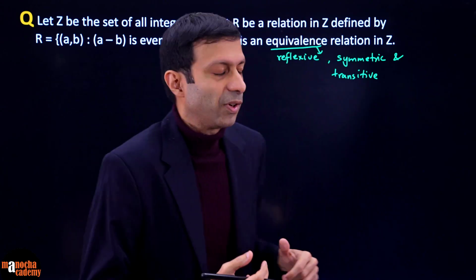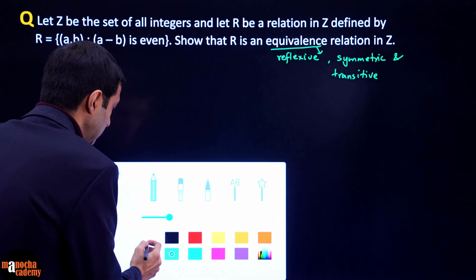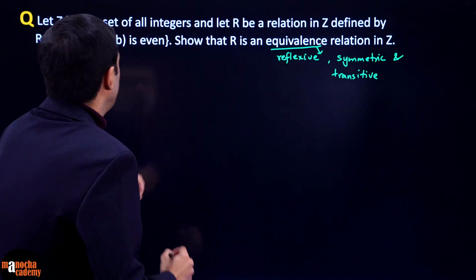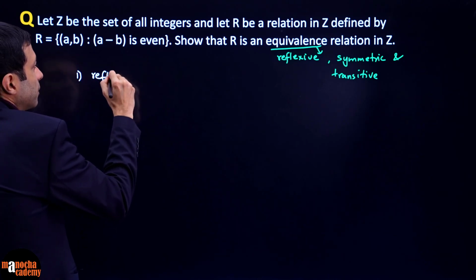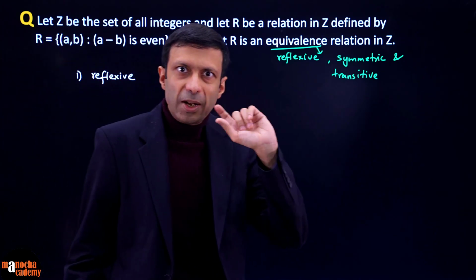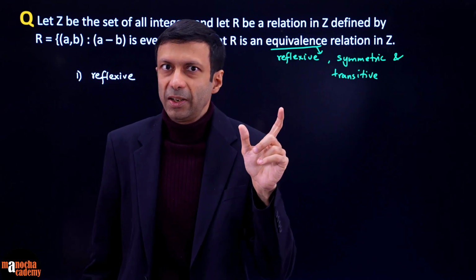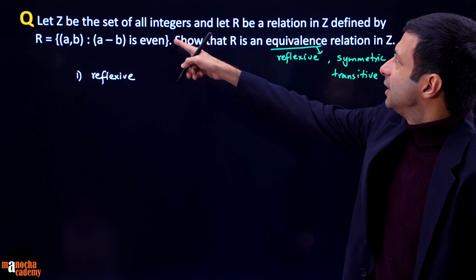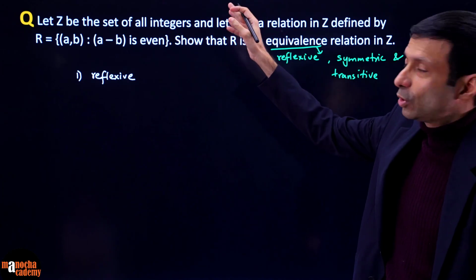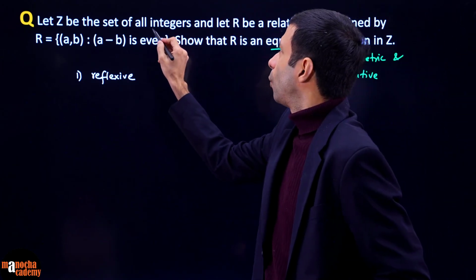For example, let's prove that this is a reflexive relation. We have to prove that it is reflexive. That means all the (A, A) pairs should belong to the relation, right? And we said that Z is the set of all integers, so this relation is on the set of all integers.